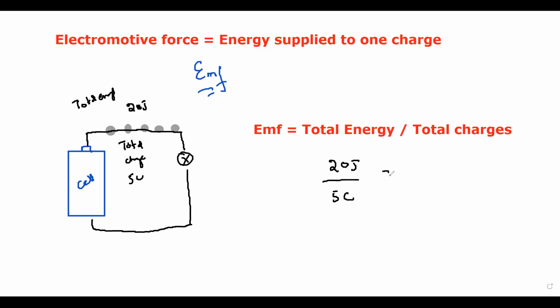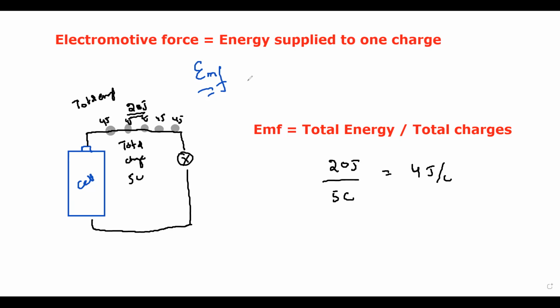So 20 divided by 5, what does it mean? 20 divided by 5 will be 4. So it means 4 joules per coulomb. What does it mean? The total energy is 20, and how much energy is each charge carrying? 4 joules of energy is carried by each charge.